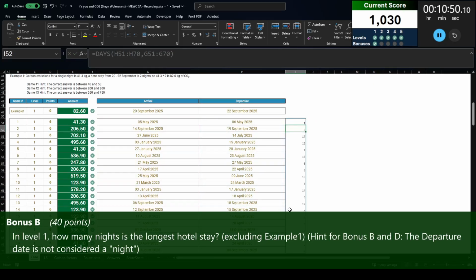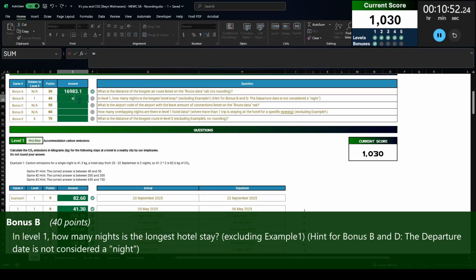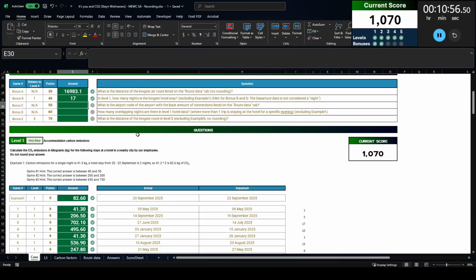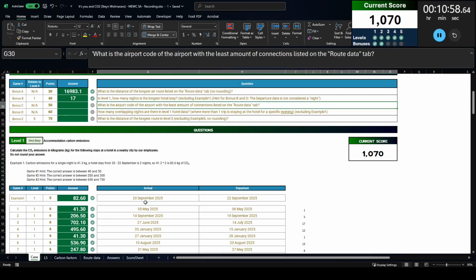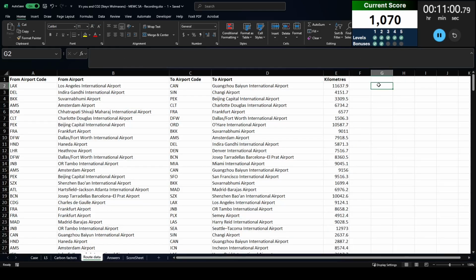Now, what I did for this one, because in my original formula I didn't actually keep the dates as a separate value, so I'm going to use that days formula again to find all the days in all the stays and then find the maximum of those numbers.